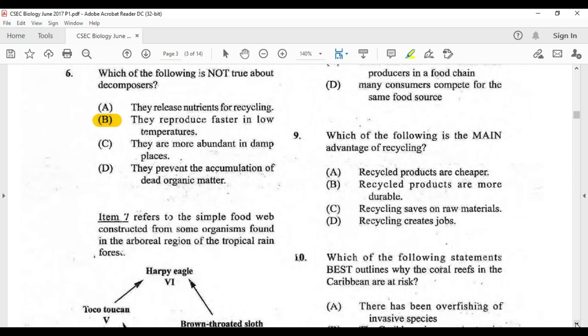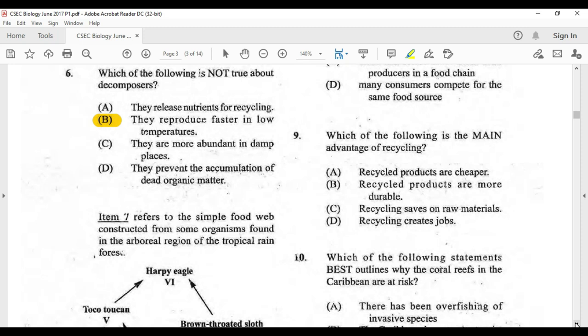Which of the following is the main advantage of recycling? And of course, you'd know that recycling is the least efficient of the three R's. So here we have: recycled products are cheaper; recycled products are more durable; recycling saves on raw material; and recycling creates jobs.